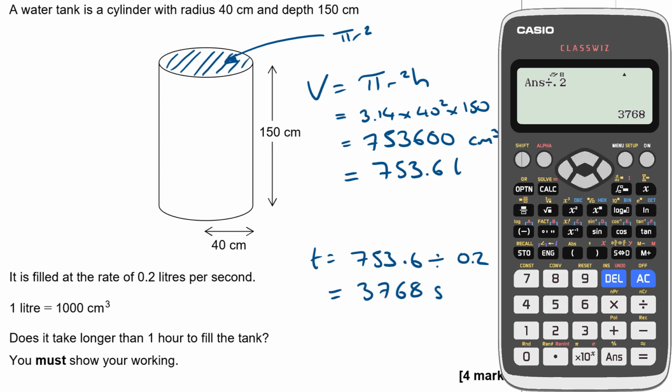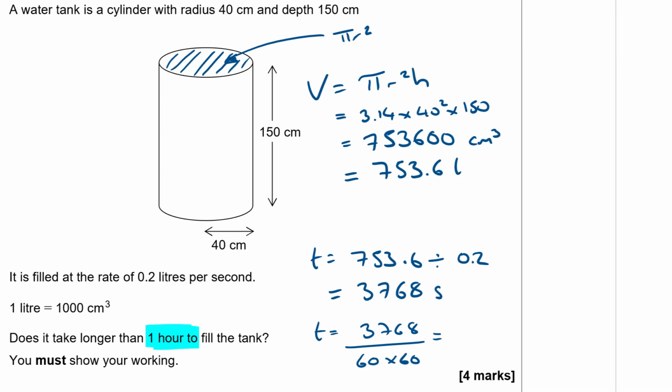3,768 seconds. Now, this question is asking about time in hours, so we need to convert that to hours. So time in hours is going to be the seconds divided by 60 to get minutes, and then another 60 to get hours. So 3,768 divided by 60 divided by 60 is 1.046 reoccurring, which I'm going to round off to 1.05. So that's 1.05 hours.